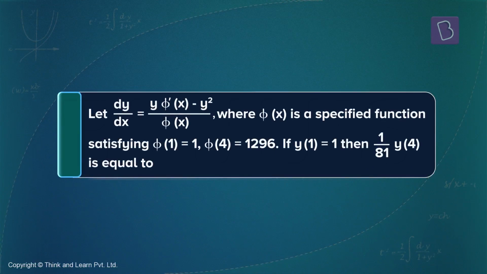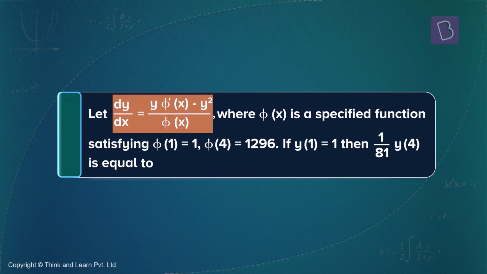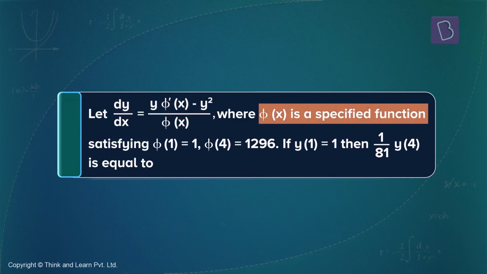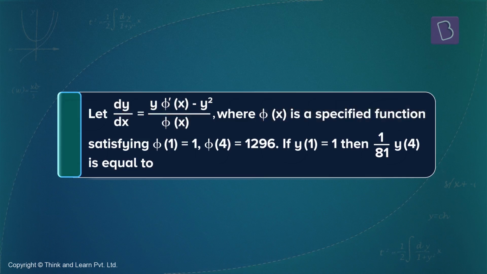So in this question, we've been given that dy by dx is equal to y multiplied by the derivative of phi of x. So it's y into phi dash of x minus y square divided by phi of x. Now phi of x is a function which satisfies certain conditions. It satisfies the condition that phi of 1 is 1 and phi of 4 is 1296. Further, we know that y of 1 equal to 1. The objective in this question is to find out 1 upon 81 y of 4.